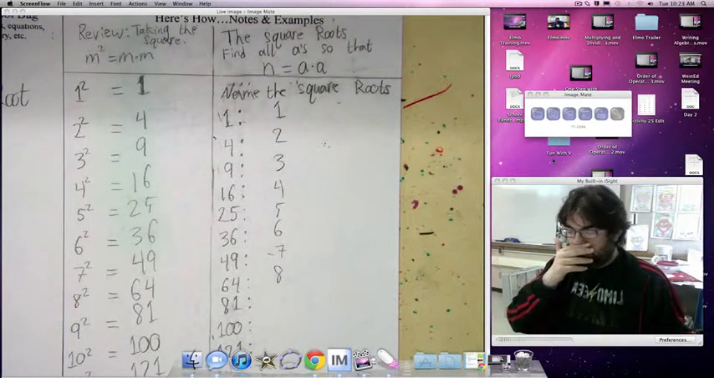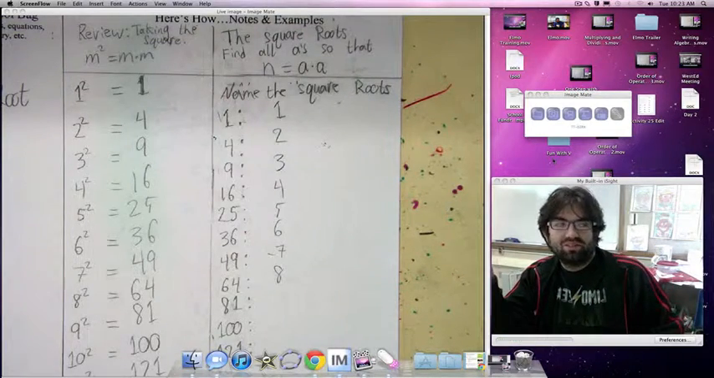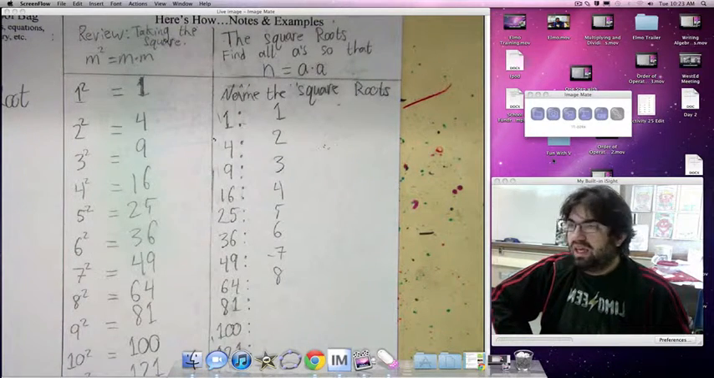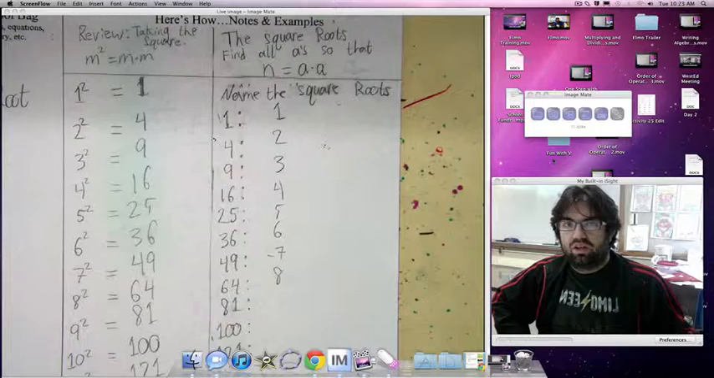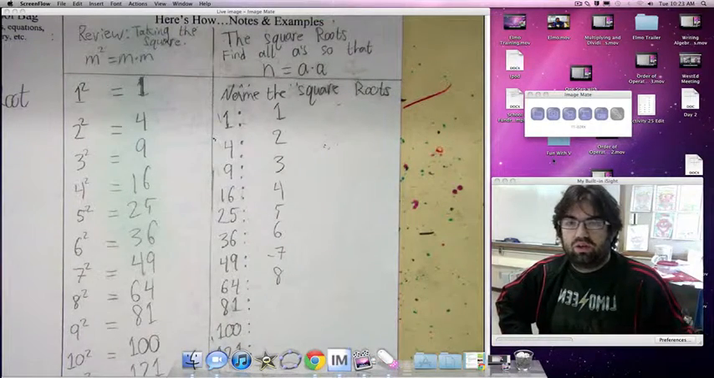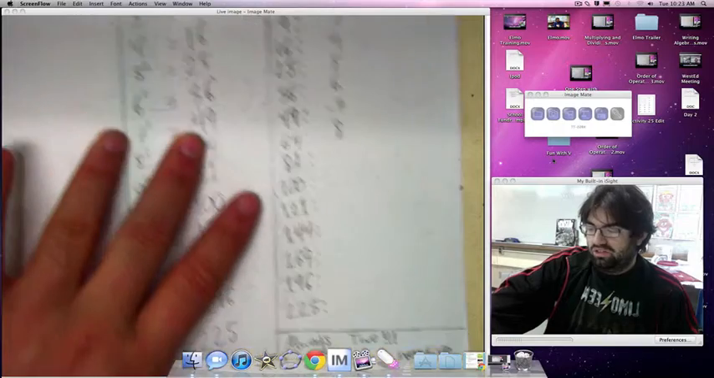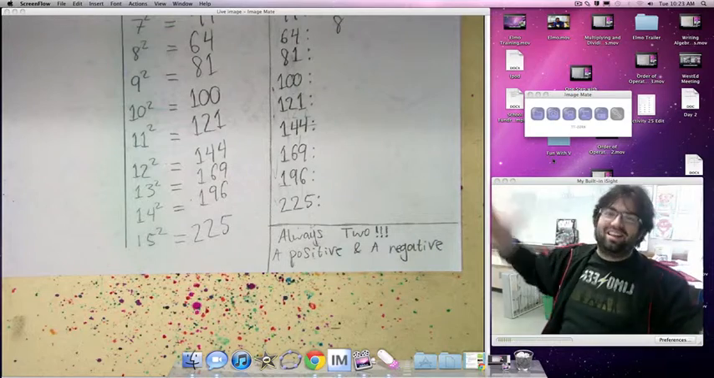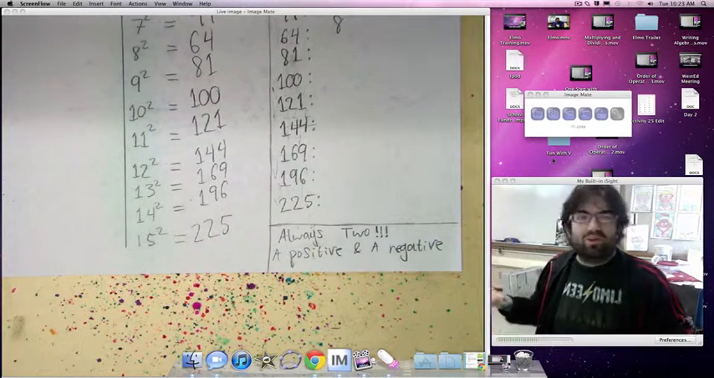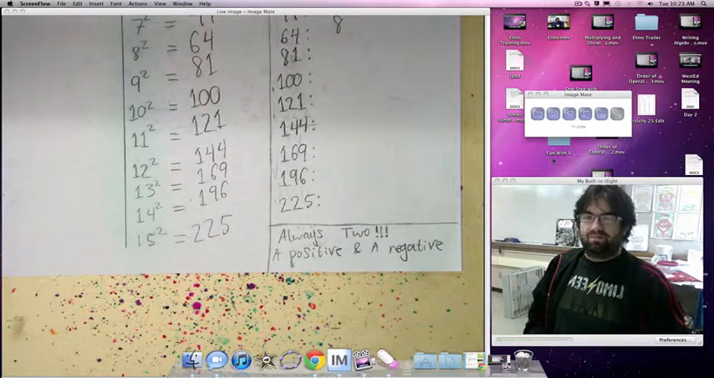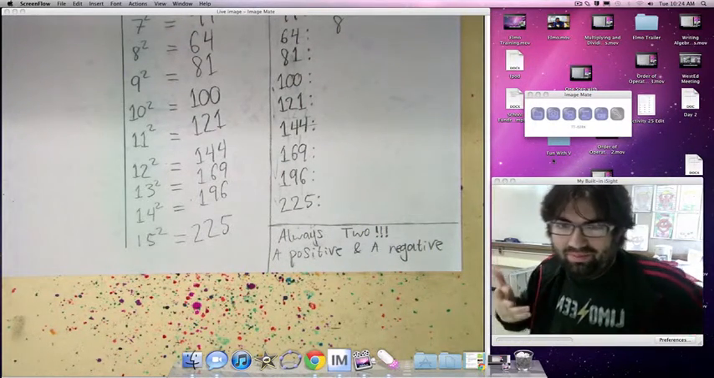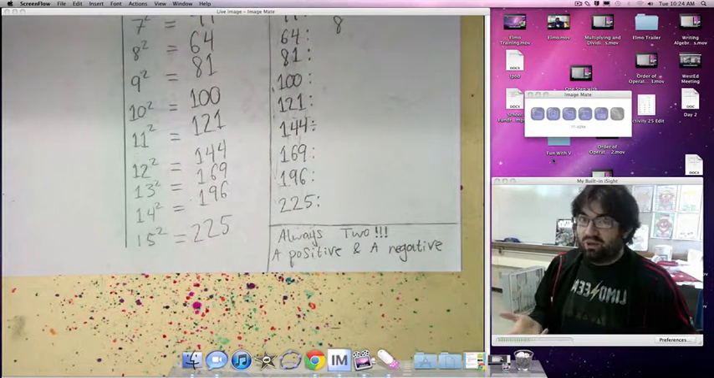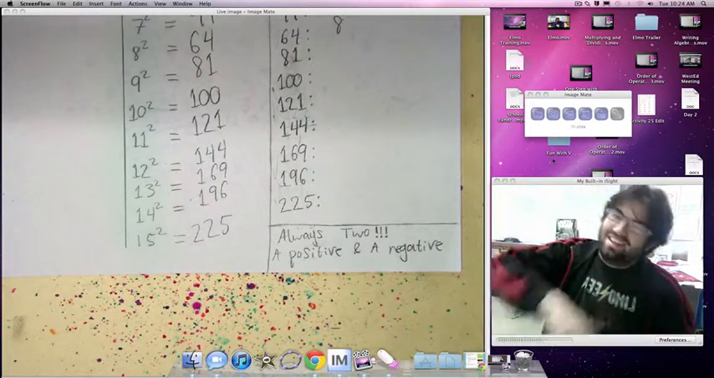Oh, right. Well, negative 7 times negative 7, because it's all numbers that multiply to themselves. A negative times a negative is a positive, and that's 49. Here's a little tip. There's always 2. There's a positive, which everyone always automatically knows, and a negative. So if they just give you a number and ask what's the square root of this, there are two possible answers, a positive and a negative.